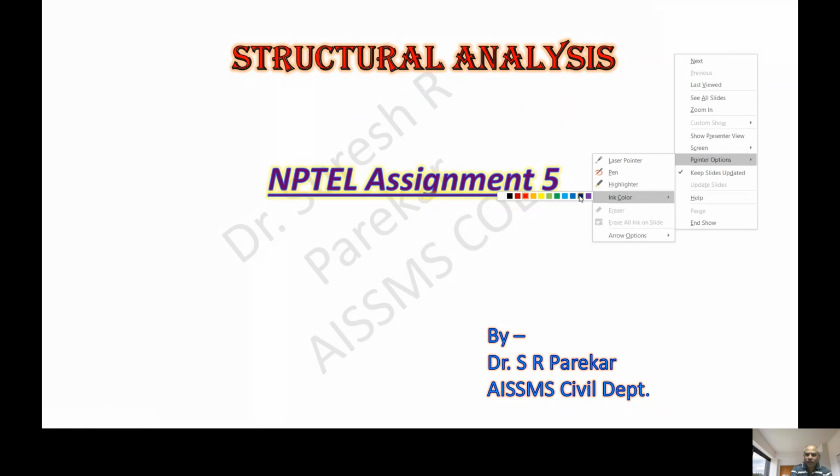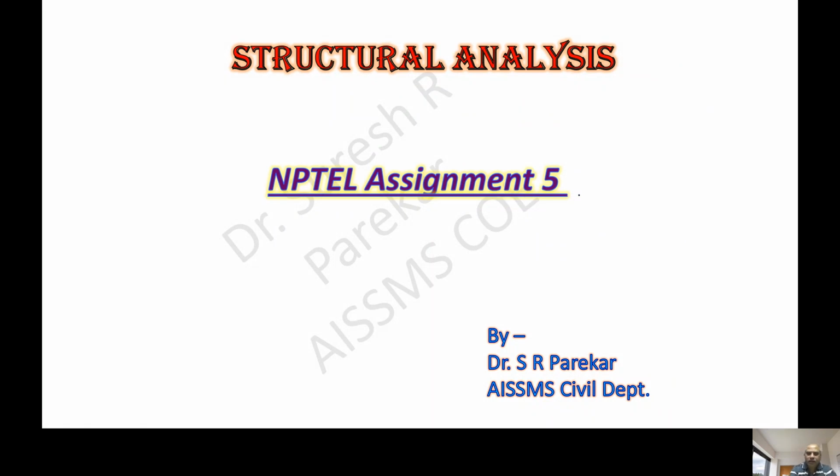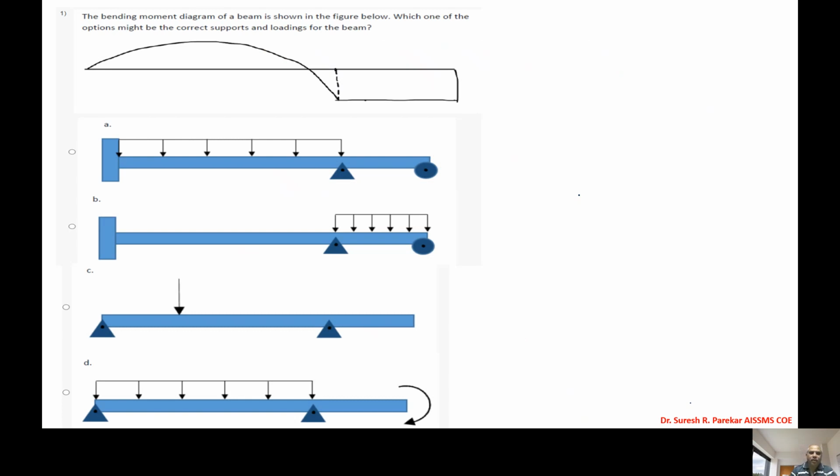Good evening. Today we are going to solve assignment number 5. So this is the first problem, the bending moment diagram of a beam shown in the figure below. Which one of the options might be the correct option?